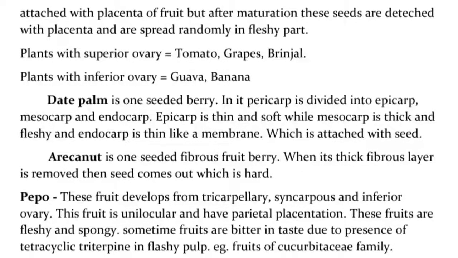Pepo: these fruits develop from a tricarpellary, syncarpous and inferior ovary. This fruit is unilocular and has parietal placentation. These fruits are fleshy and spongy. Sometimes fruits are bitter in taste due to the presence of tetracyclic triterpene in the fleshy pulp, e.g. fruits of the Cucurbitaceae family.